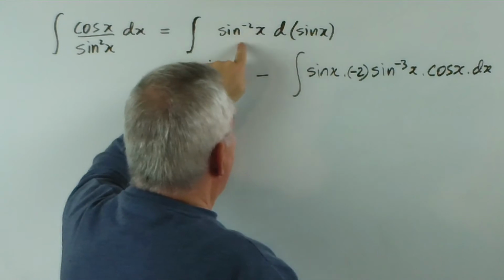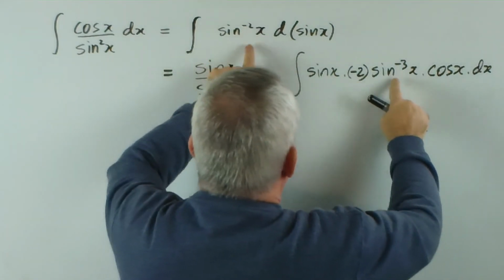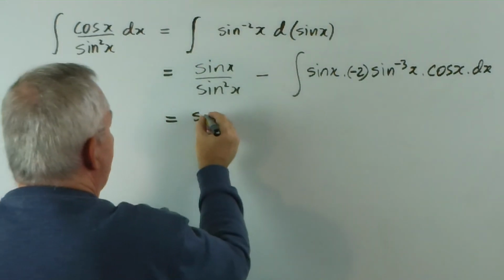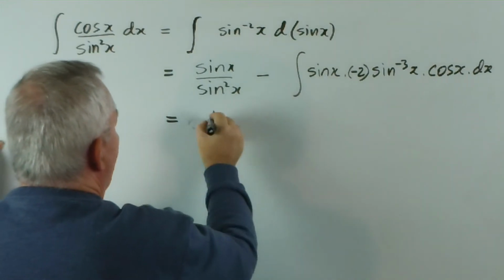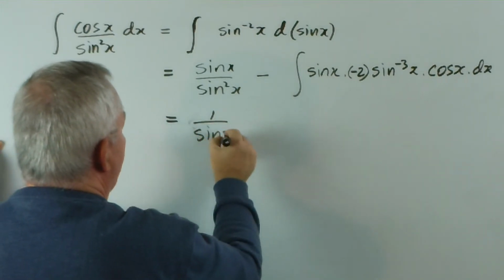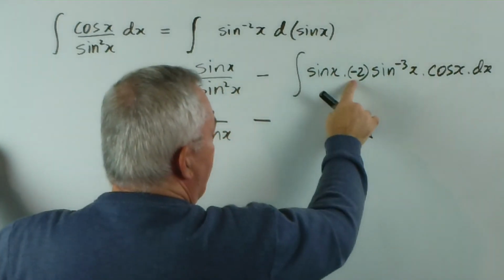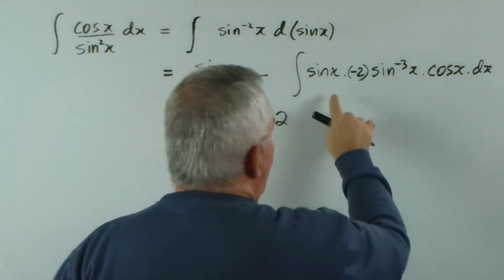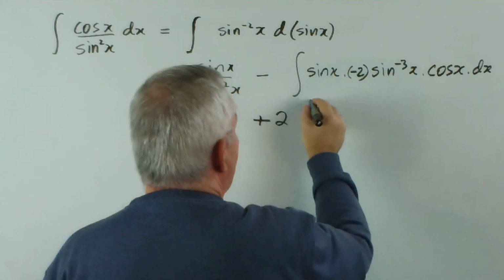So first of all, we treat it like a power, so the power comes down, we drop one, then we multiply by the derivative of the function, we've got it. So this is 1 on sine x minus, what have we got? Oh, bring that out, plus 2. We've got sine x on sine cubed x. Oh, let's write this.